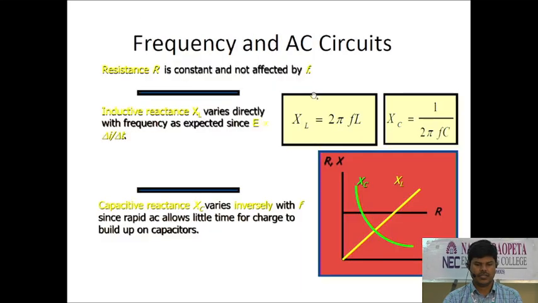See this one, XL is nothing but 2 pi f L, while XC is nothing but 1 by 2 pi f C. If you plot frequency versus reactance, the resistance value is constant, XL increases with frequency, and XC decreases with frequency. So both XC and XL depend on the value of frequency. 2 pi is a constant.